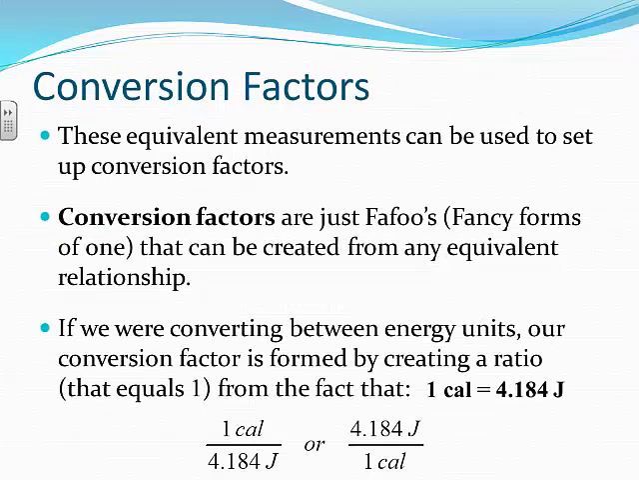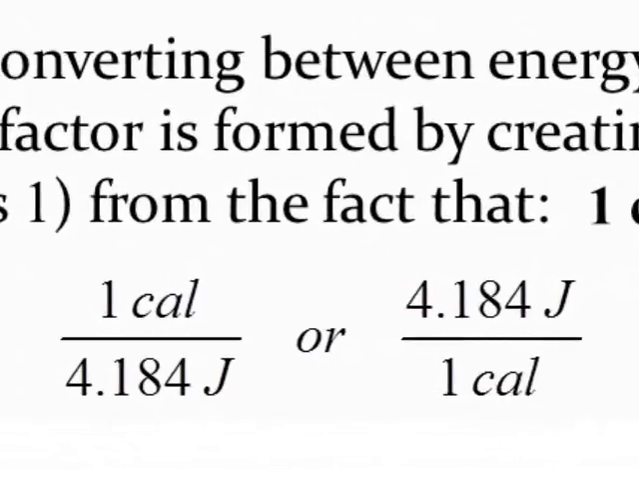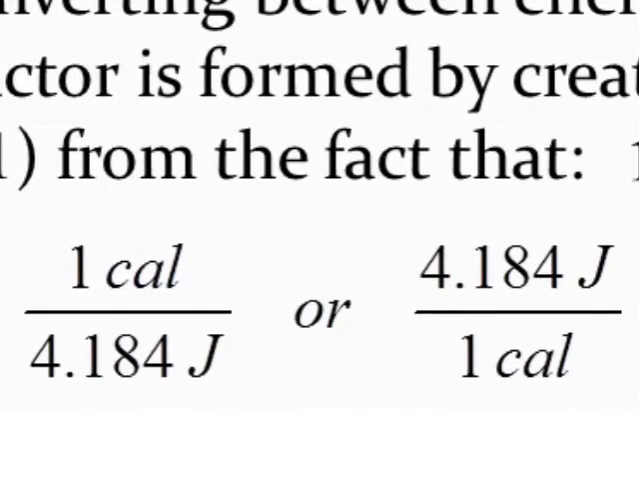Now we're going to talk about conversion factors. They become very important during certain chapters of this year. Conversion factors are just FFUs, which is another way of saying a fancy form of the number 1. These can be created from any equivalent relationship. If we were converting between energy units, our conversion factor is formed by creating a ratio, and of course that ratio is equal to 1, from the fact that 1 calorie is equal to 4.184 joules. So I could write that ratio in either of these forms that you see at the bottom of the screen.